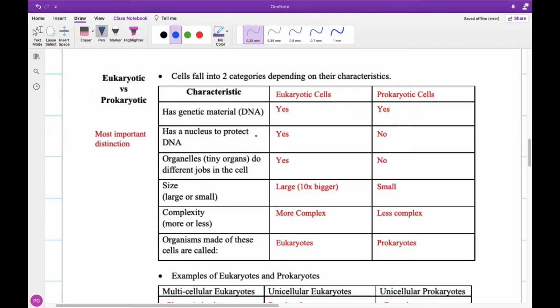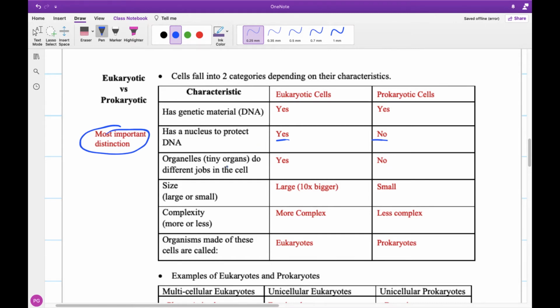Now, there are many different types of cells, but there are 2 really broad categories: prokaryotic and eukaryotic. So there's a table here kind of going through the details of these sort of 2 big categories of cells. Eukaryotic cells are the type of cells that we have in our body. They have genetic material like DNA with a nucleus to protect it, and this is the most important distinction. Eukaryotic cells have this nucleus to protect our DNA. The prokaryotic ones don't. Their DNA just kind of floats around in the cell.